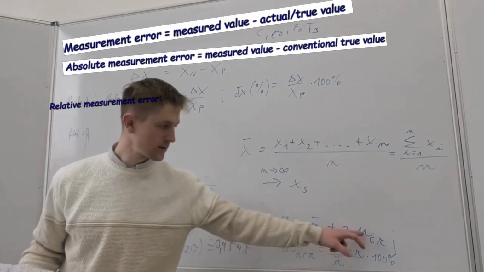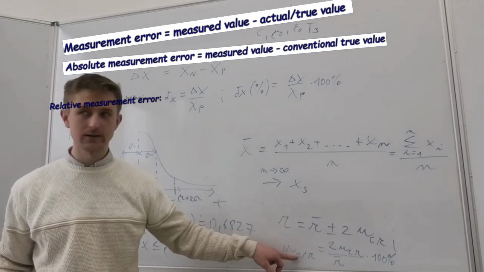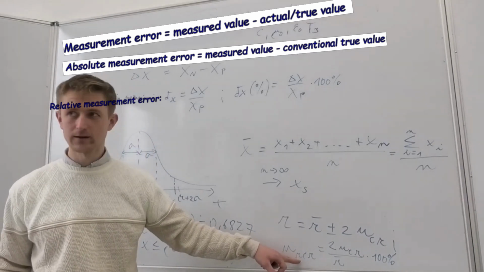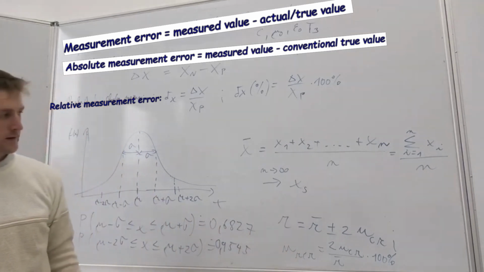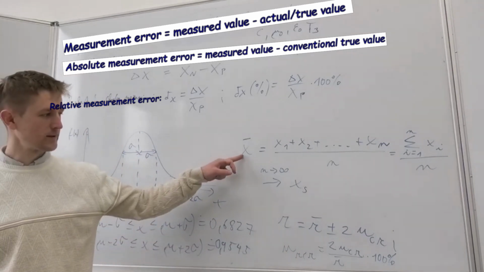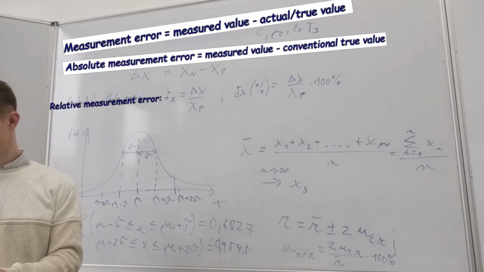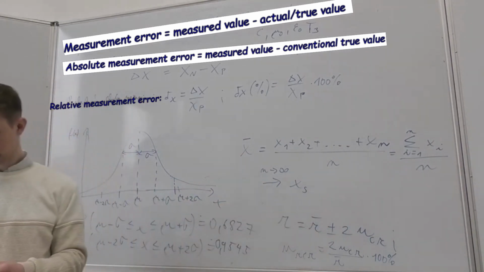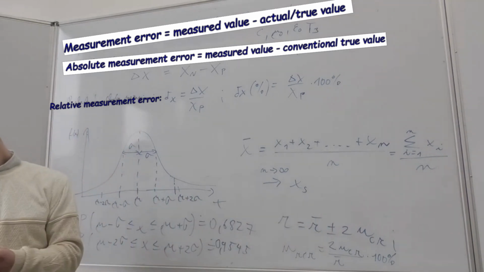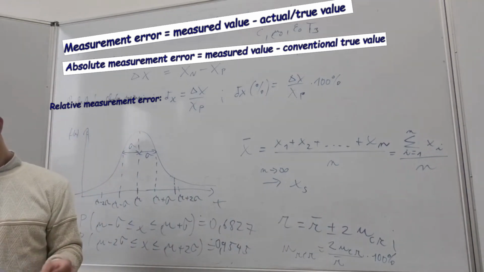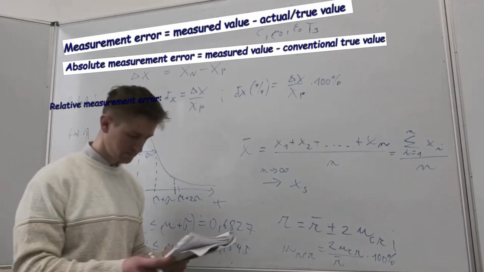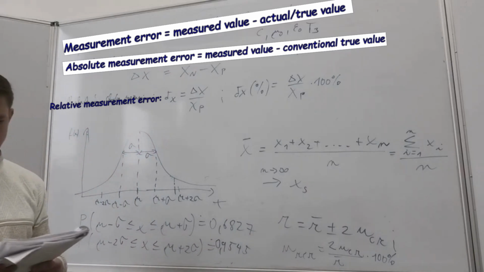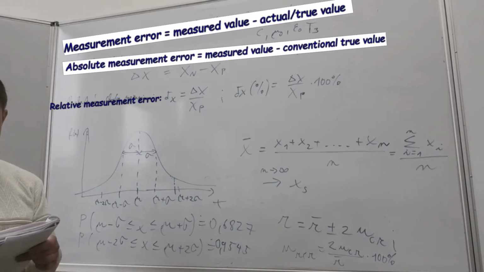This is the absolute combined standard uncertainty. This is the relative combined standard uncertainty. The R in front of the C stands for relative. We showed the calculation of the arithmetic mean, and now let's show how we're going to calculate the uncertainty. But we'll get to that a little later.